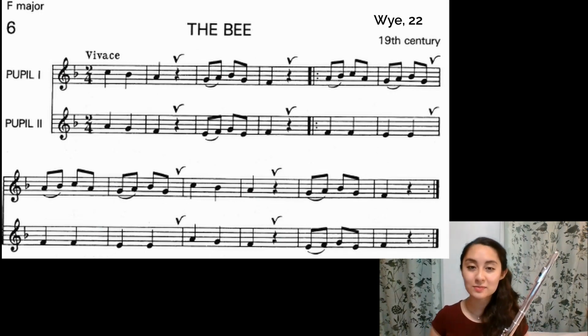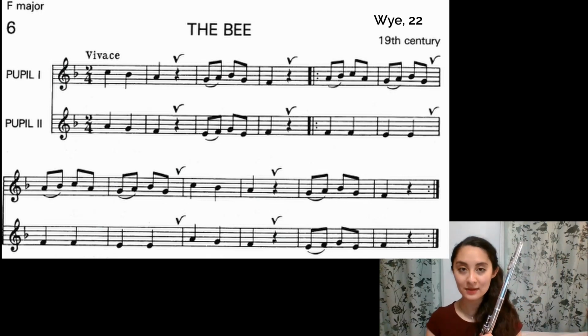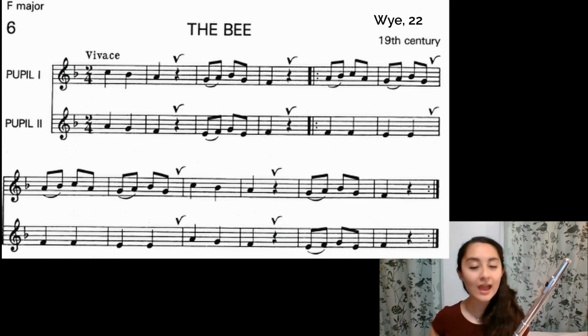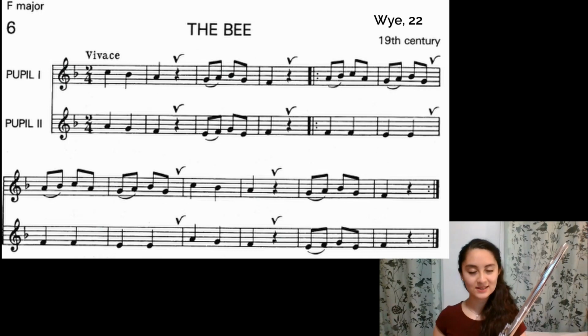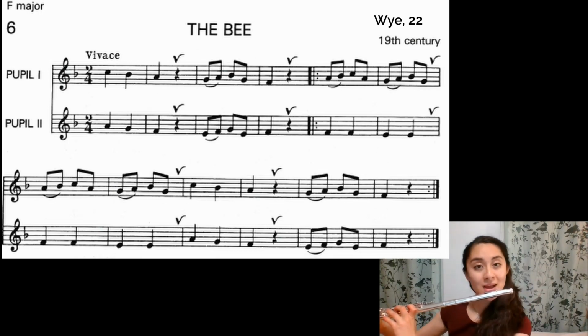So now I'm going to play it, and when I play it, I will be playing it with the repeat. And I'm going to be also playing it at the same tempo as I did earlier. 1, 2.